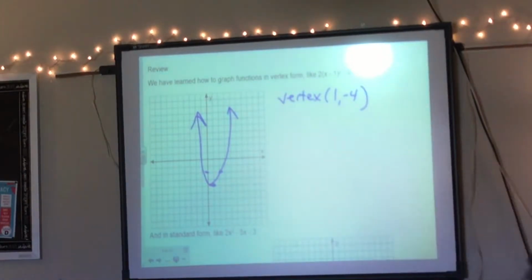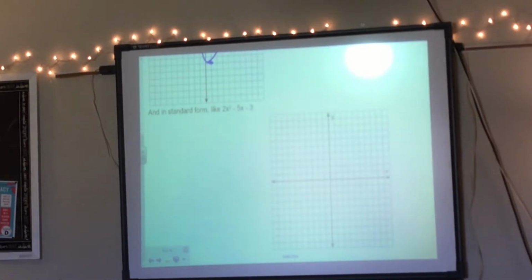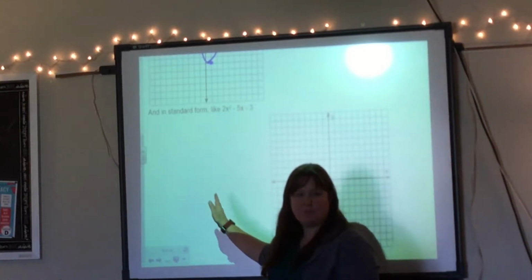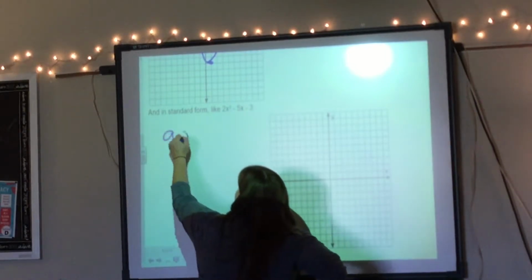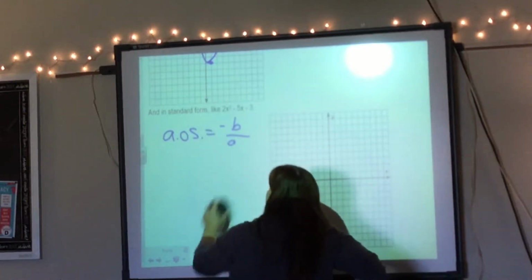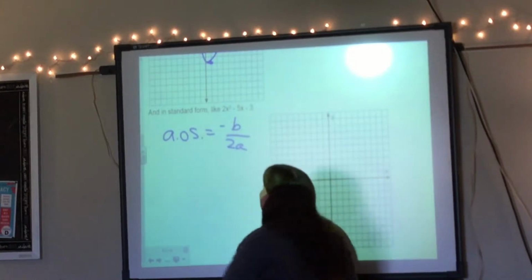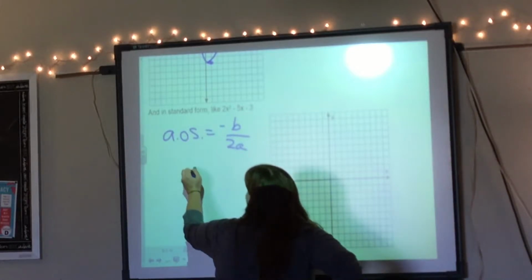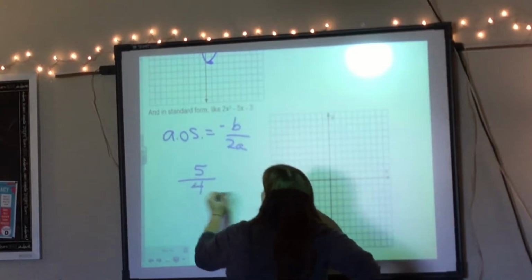All right, standard form. This is the one we just did. We just talked about this a few days ago. Do you guys remember how to find the axis of symmetry from standard form? Exactly. Axis of symmetry is negative b over 2a. So we do the opposite of b, which is 5, over 2 times a, which is 4.